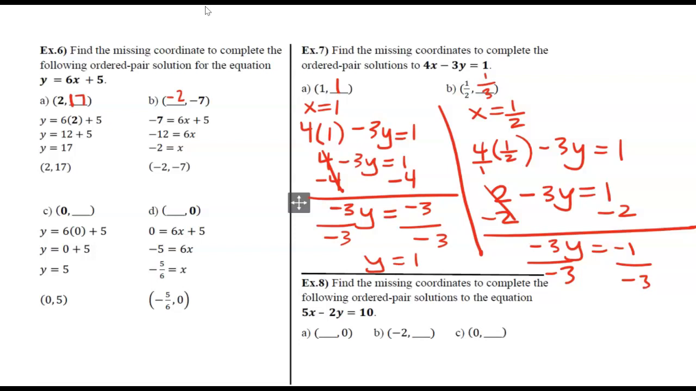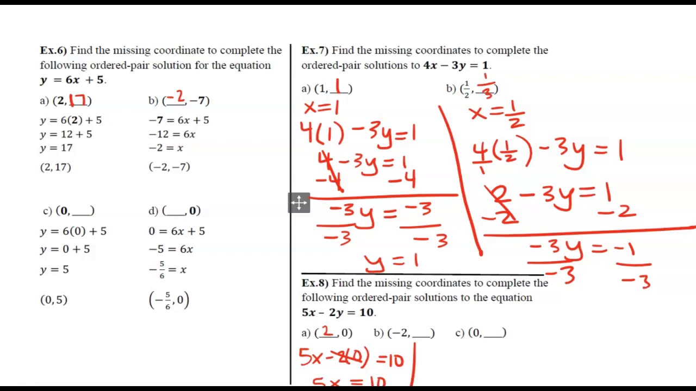Okay, let's look at example 8. Find the missing coordinates to complete the following ordered pair solution to the equation. So the first one, well, this one's different. We had x values before, now we have a y value of 0. I love this because we know when 0 gets put in, it's just going to multiply and cancel. So I have 5x minus 2 times 0 equals 10. Well, that term is just going to be gone because anything times 0 is just 0. So we end up with just 5x equals 10, divide by 5, and so x equals 2. So we have that point.